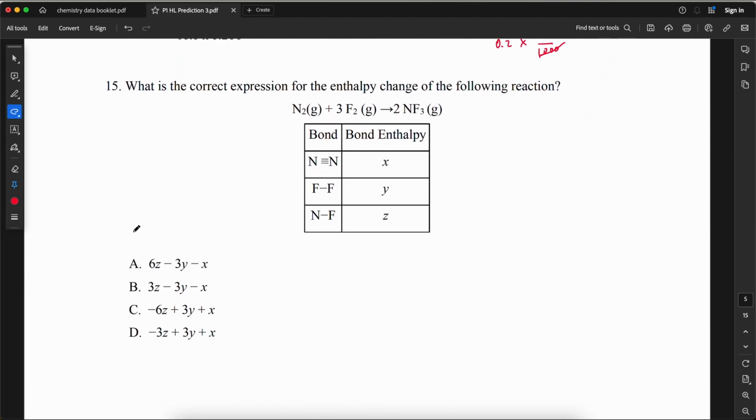What is the correct expression for the enthalpy change of the following reaction? So delta H would be reactant minus product. So that would be N2, right, plus 3F2 minus 2 NF3, so it's 2, and this is 3, so 2 times 3, that would be 6 N-F. So this will be X, this will be 3Y, this will be 6Z. So the answer would be C.